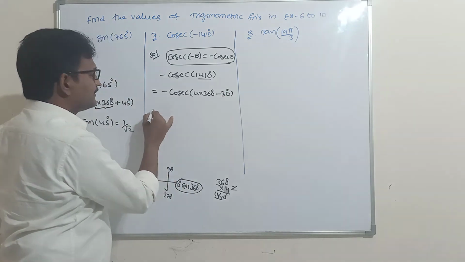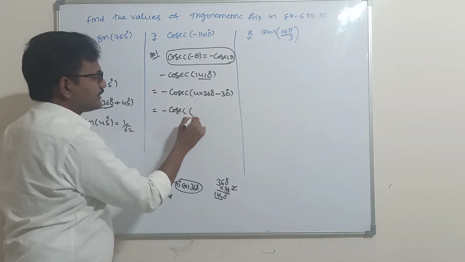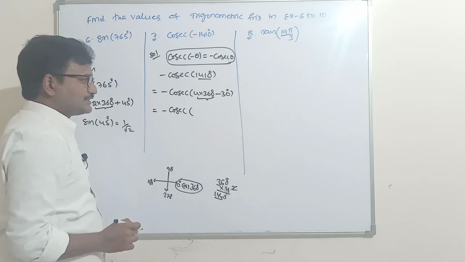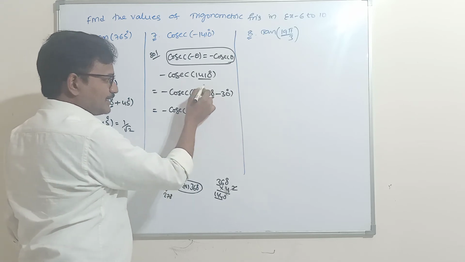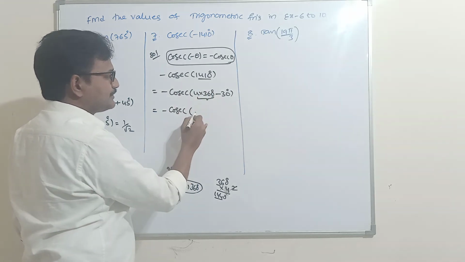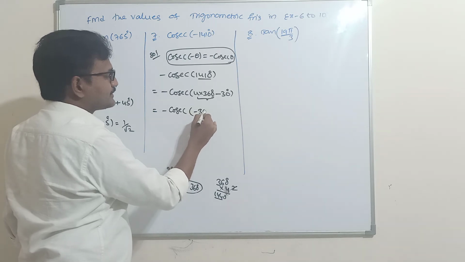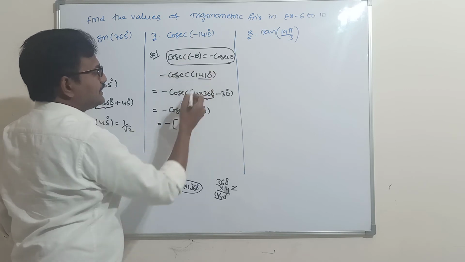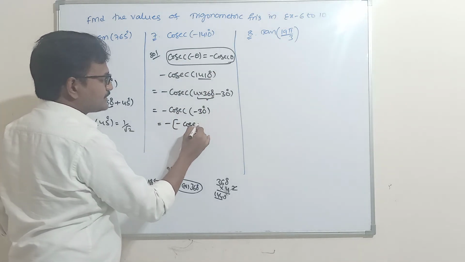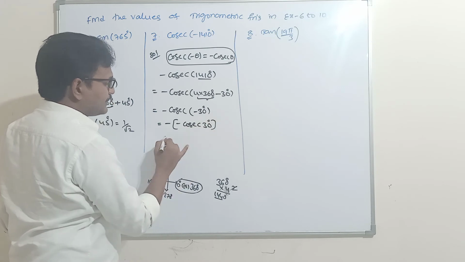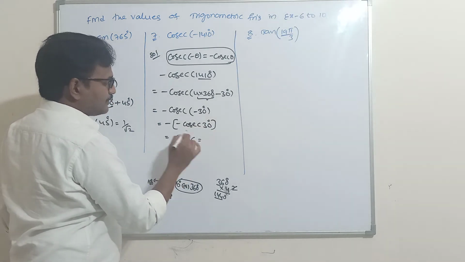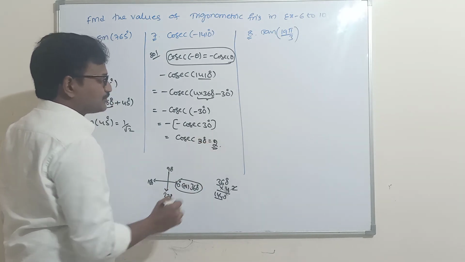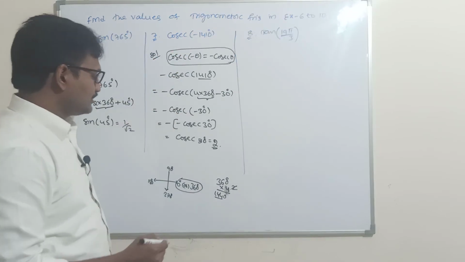30 degrees. Next, minus of cosecant of, we know that after completion of one revolution, 360 degrees and 0 degrees are equal. So assume it as 0. So 4 into 0 is 0. 0 minus 30 degrees is minus 30 degrees. Minus of cosecant of minus theta, I already told you cosec of minus theta is minus cosec theta. So minus into minus gives plus cosec 30 degrees. Cosec 30 degrees value is 2. So this is the value of cosecant of minus 1410 degrees.